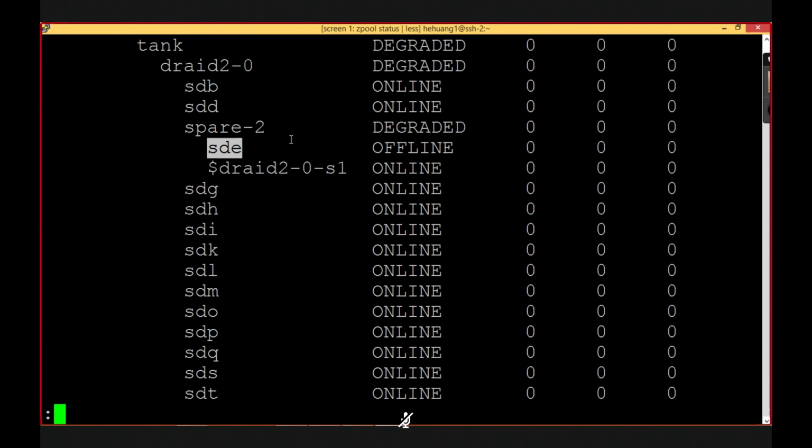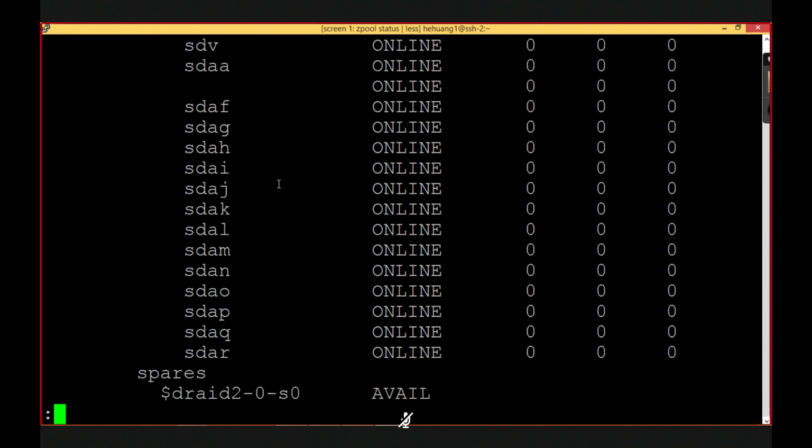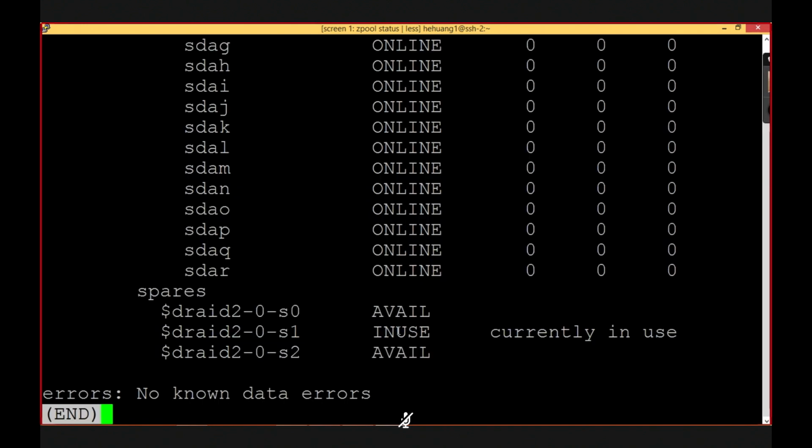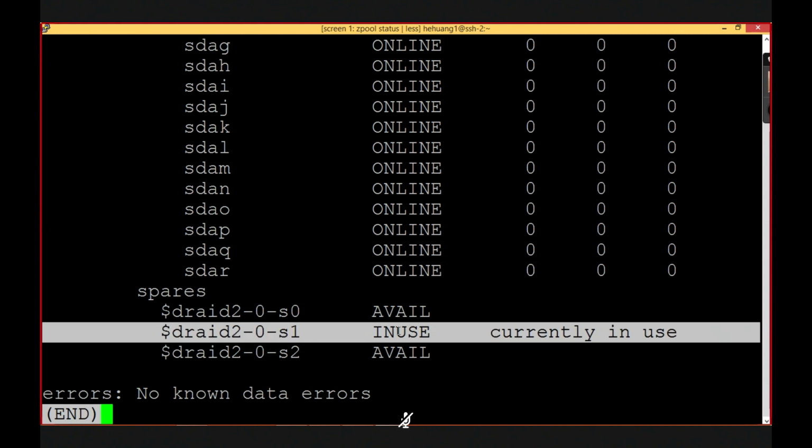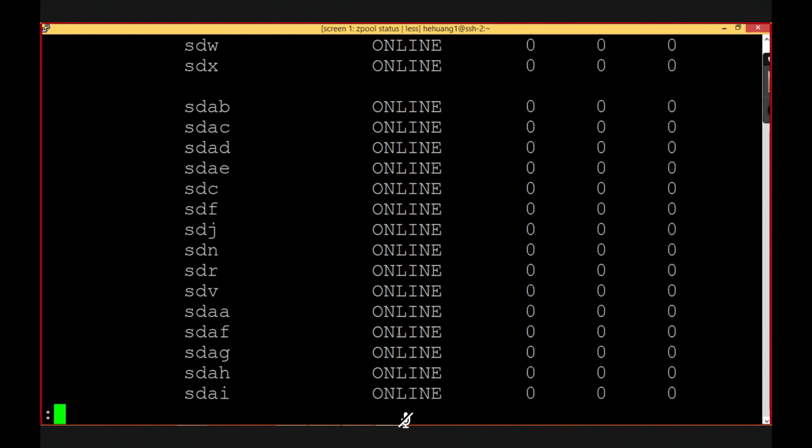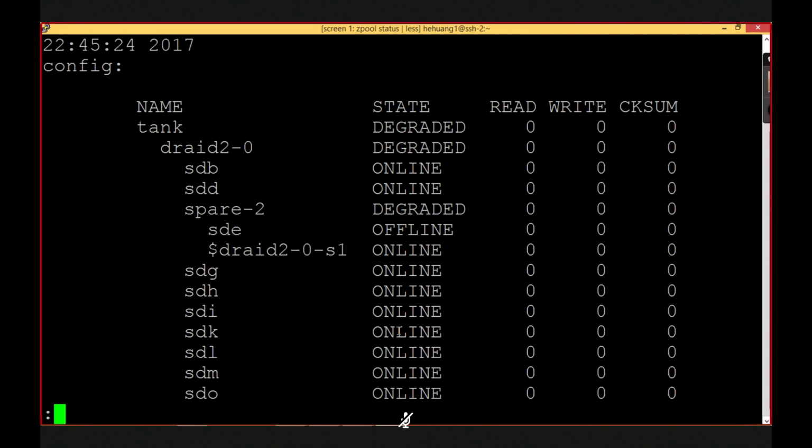So the question was, since we have replaced this drive with a distributed spare, and a consequence of that is this distributed spare is in use currently, what is the operation necessary to bring this pool to its original state? At this point, what you can do is replace this drive with a new drive. And by the way, that process is going to use the actual resilver process. After the resilver is done, this spare space is going to be available again.